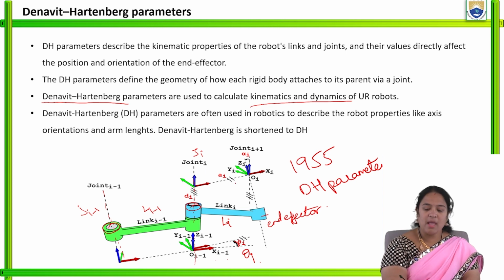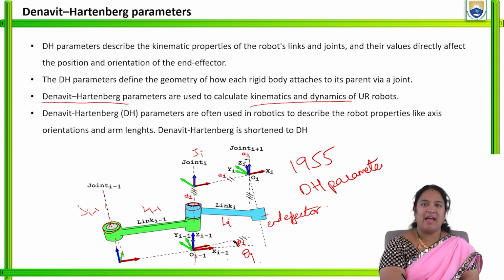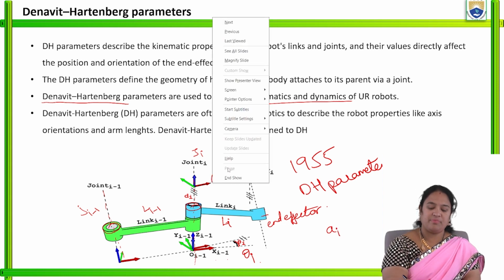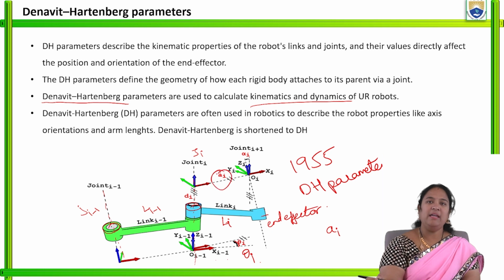And from one axis to the other axis of the end effector, the distance being maintained, the displacement, is determined by a i, right? It is determined by a i.